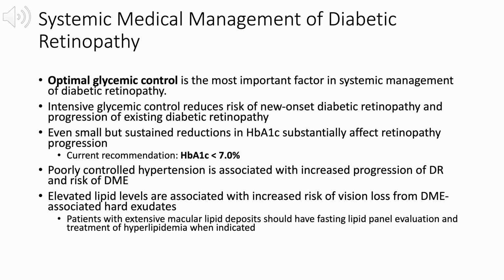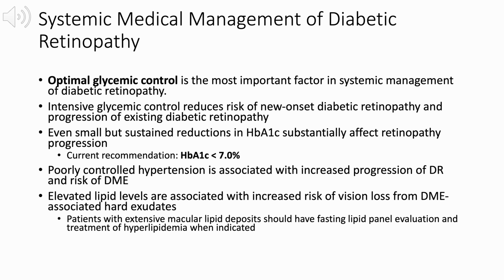This slide addresses the systemic half of management, and it opens with the single most important statement in it. Optimal glycemic control is the most important factor in the systemic management of diabetic retinopathy. Intensive glycemic control does two distinct things. It reduces the risk of new onset diabetic retinopathy, and it reduces the progression of retinopathy that already exists.